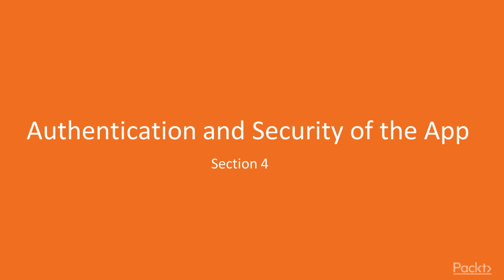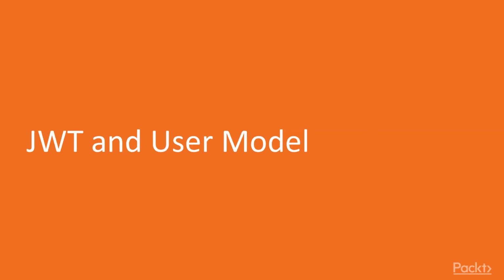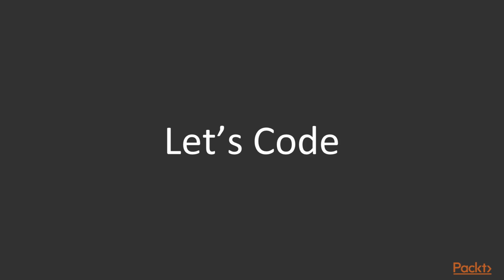So in this section, we will add the concept of having users in our API. So let's dive right into the first video. The first video will be about JWT or Json Web Tokens and the user model. So let's dive right into our code editor.